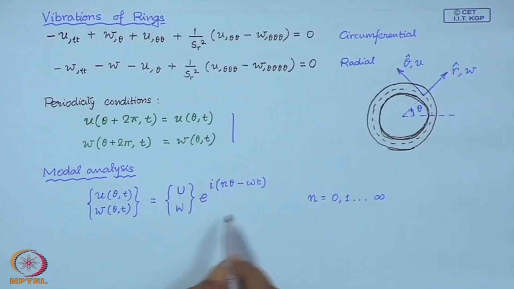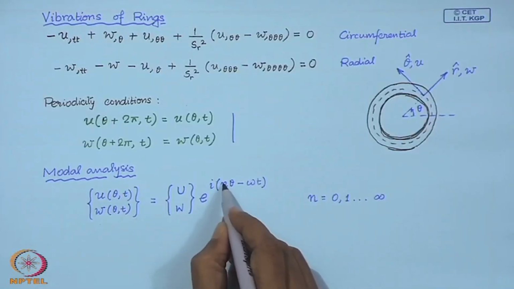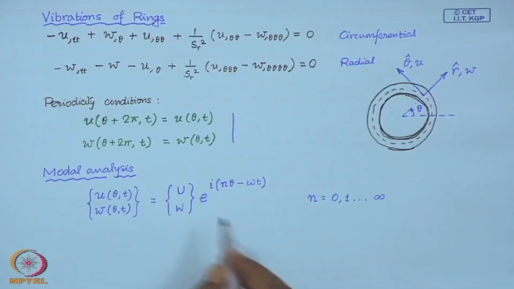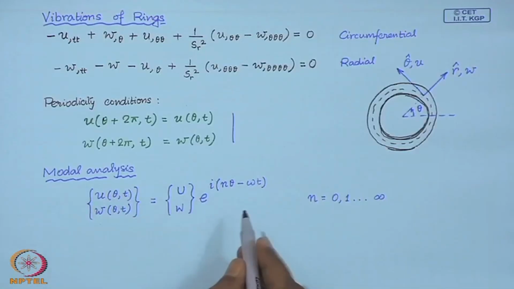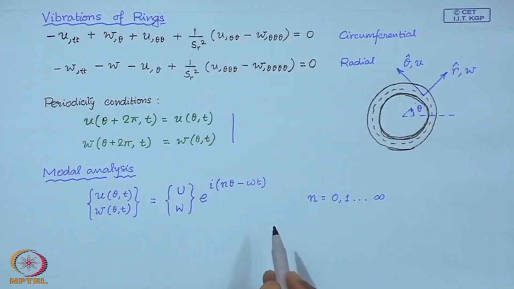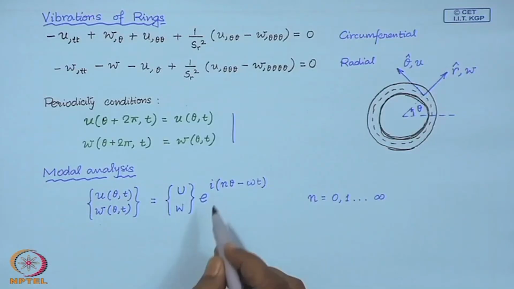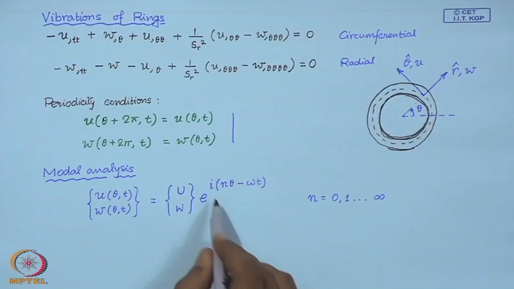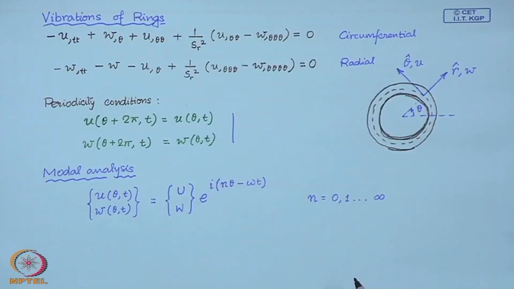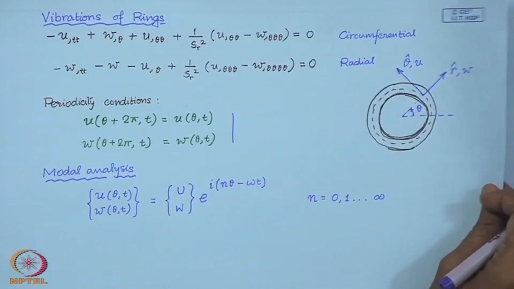So, we searched for solutions of this form. Now, if n is 0, then as you can see it becomes independent of theta, which means we are talking about axisymmetric modes, modes which are independent of theta. For non-zero values of n, we have non-axisymmetric modes. So, let us see what happens when we consider a solution like this.